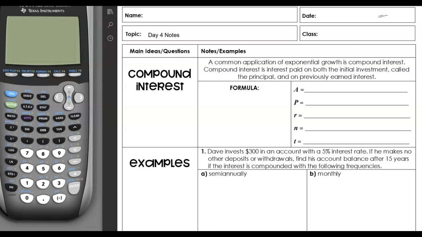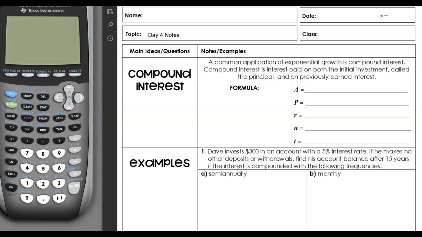So like I said, the first thing we're going to go over is compound interest, and it says here, a common application of exponential growth is compound interest. Compound interest is the interest paid on both the initial investment, called the principal, and on previously earned interest. Now, compound interest can be compounded at different times per year. It could be compounded monthly, daily, bi-weekly, weekly, annually. These are all different types of time periods that we could have for compound interest.